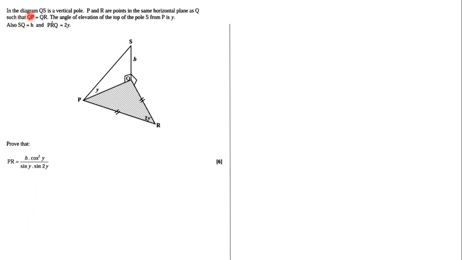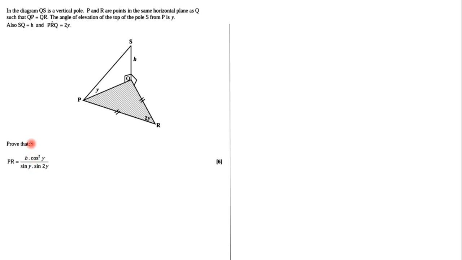Now in the diagram, QS is a vertical pole. P and R are points in the same horizontal plane as Q such that QP is equal to QR. The angle of elevation of the top of the pole S from P is Y, and also SQ equals H and PRQ equals 2Y. Now prove that PR equals H times cos squared Y all divided by sine Y times sine 2Y.